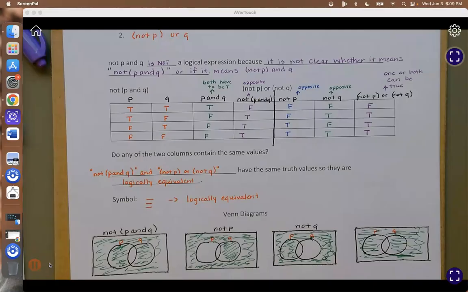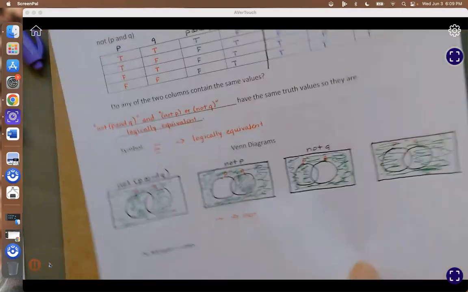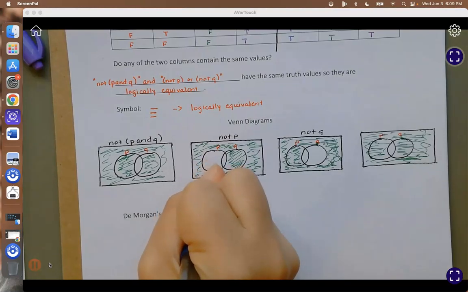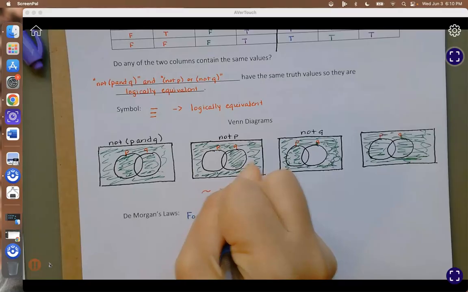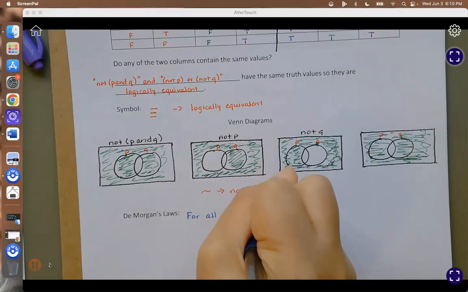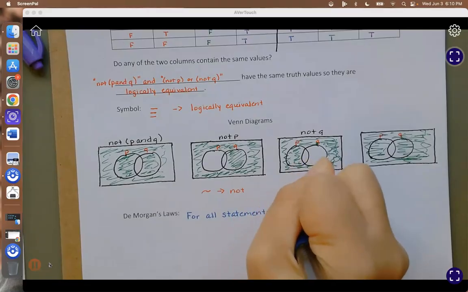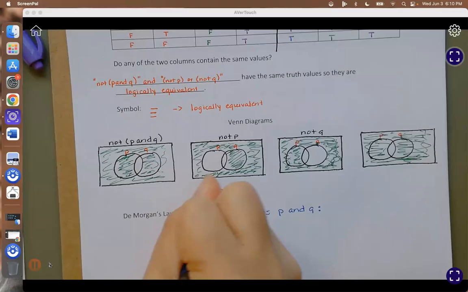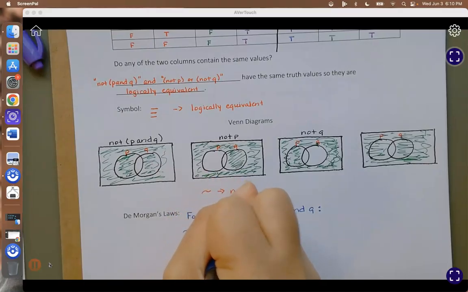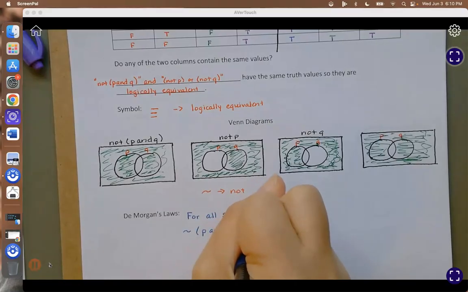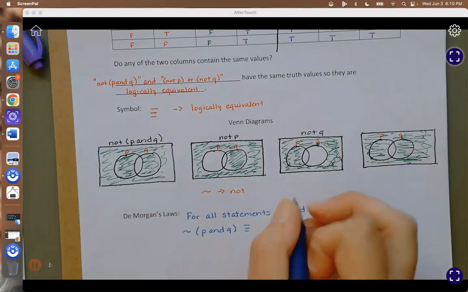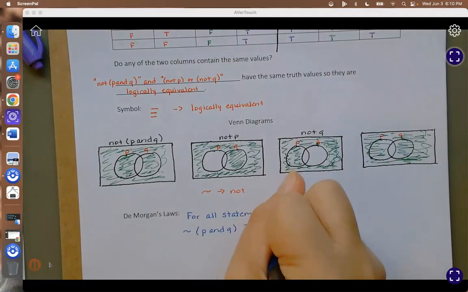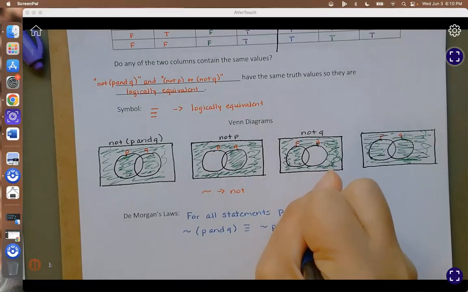So De Morgan's law. De Morgan's law says for all statements P and Q, if I have a not on a P and Q, that is logically equivalent to doing distributive property, and it changes the sign on everything, and it changes AND to an OR. So it goes not P or not Q.